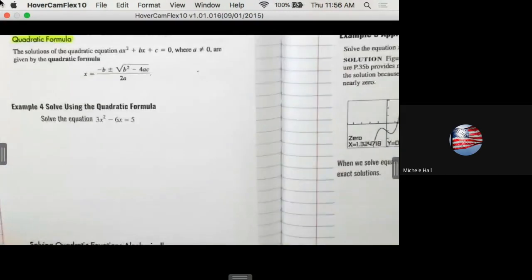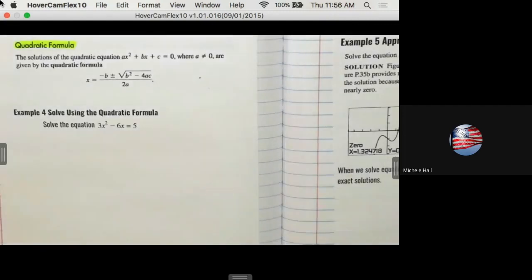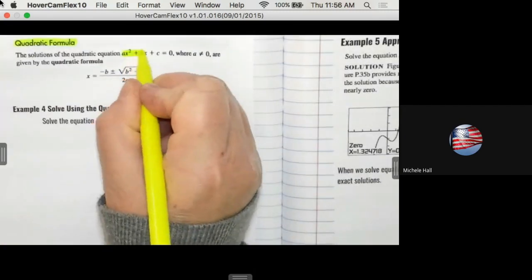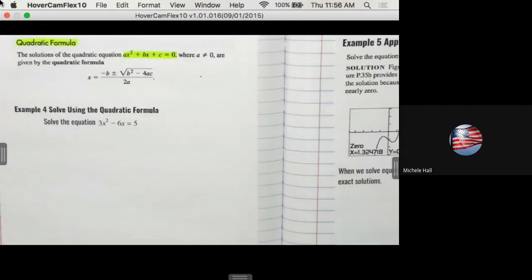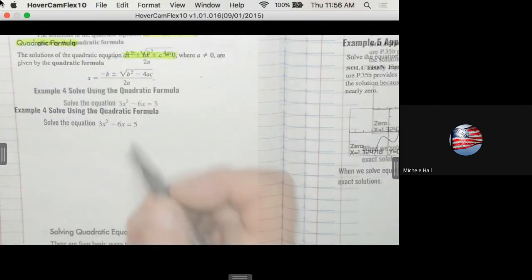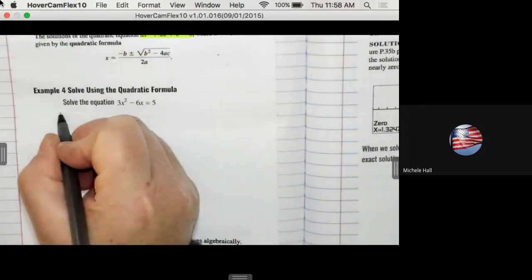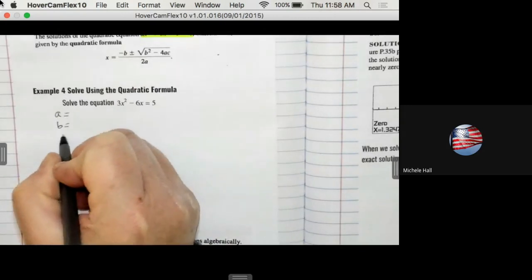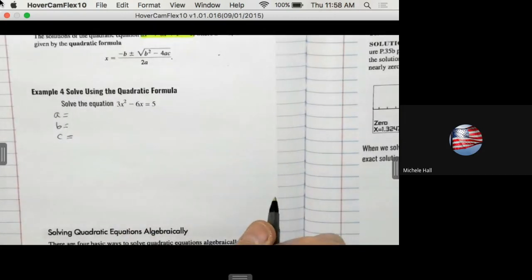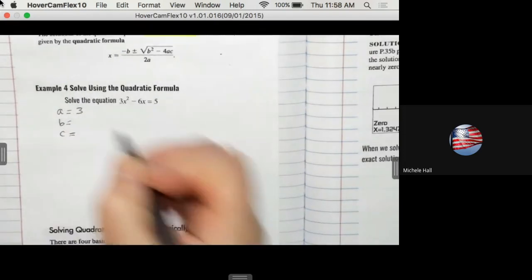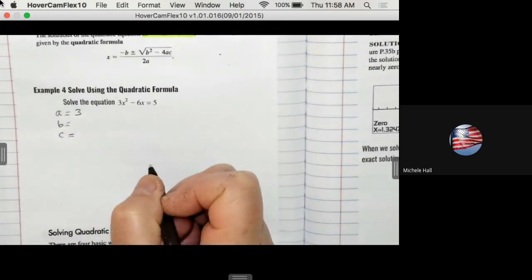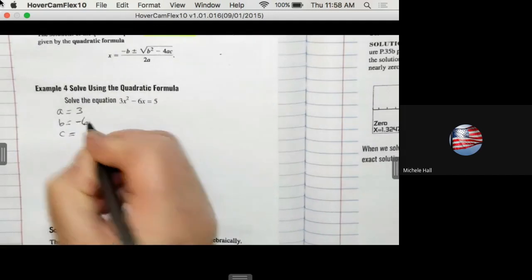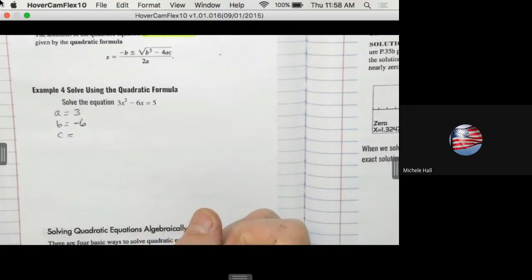All right, so there's the quadratic formula. Negative b plus or minus the square root of b squared minus 4ac, all over 2a. And where are we getting the a, b's, and c's from? From the quadratic. Ax squared plus bx plus c equals 0. All right, here we go. What's a? What's b? And what is c? A is 3. B is -6. Always keep your signs in front of your terms. And I wonder what c is.